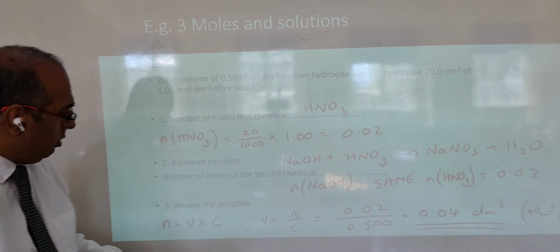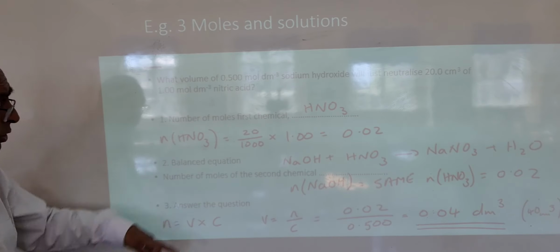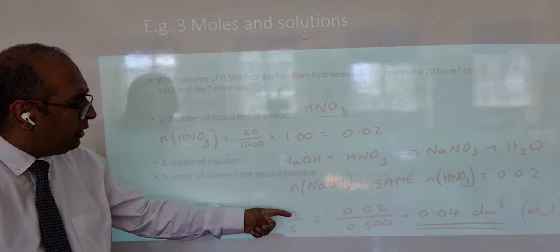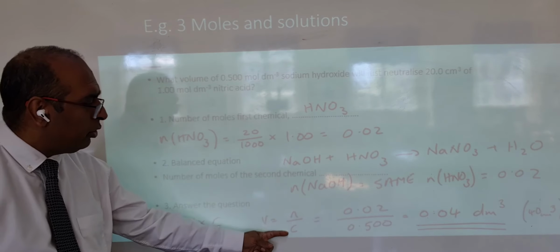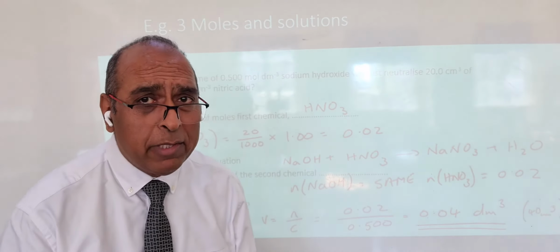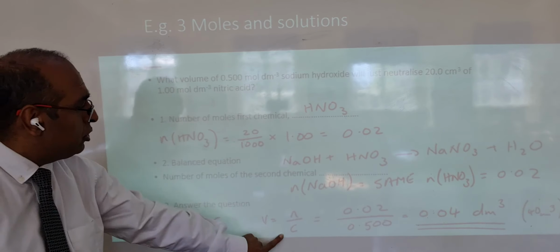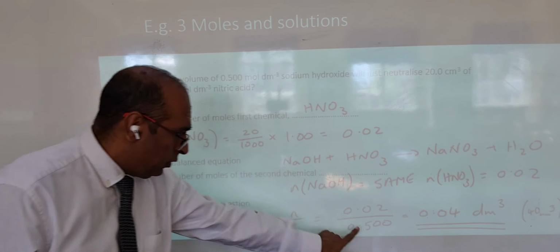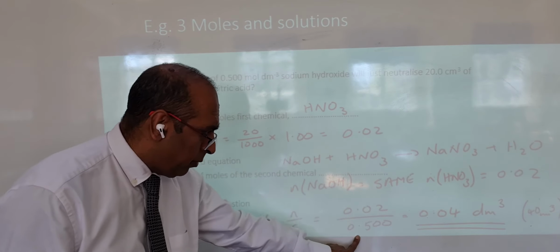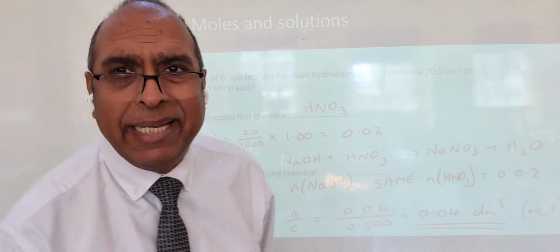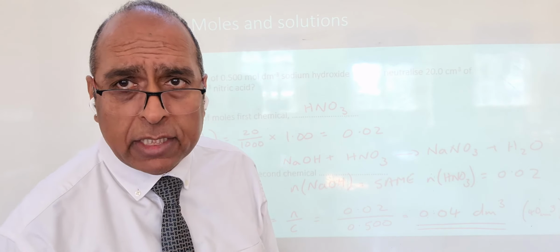And therefore, answer the question. We're going to use number of moles equals volume times concentration. It wants what volume do you need, if you know the number of moles and concentration of the second chemical. And the second chemical is sodium hydroxide. So the second chemical, the concentration is 0.5. Number of moles is the same, 0.02. 0.02 over 0.5 is 0.04 litres. If you want that in centimetres cubed, you multiply by 1,000. 40 centimetres cubed.